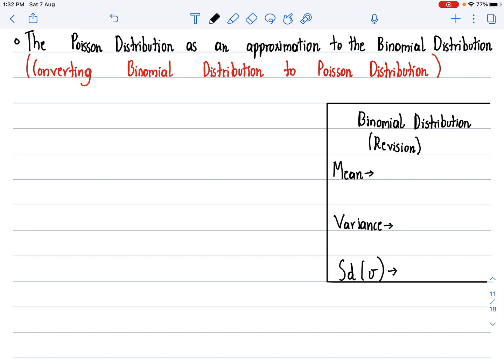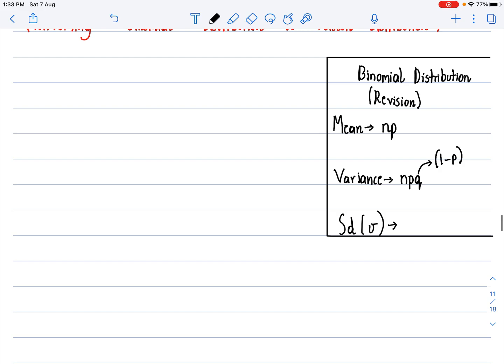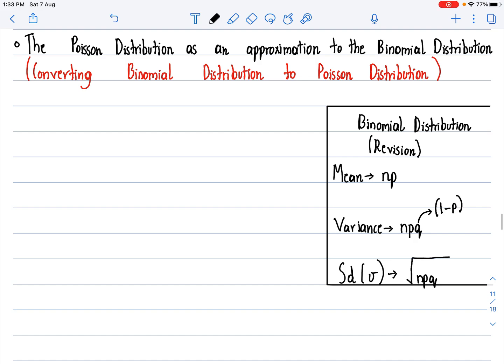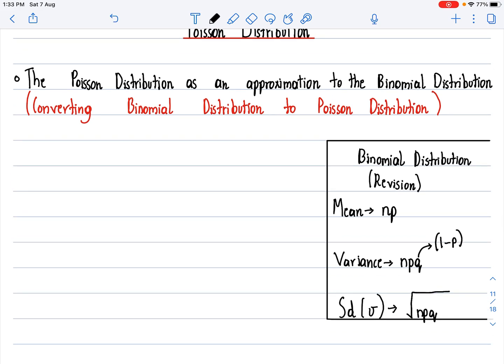This is basically revision from AS level. We know in binomial distribution, the mean is np, correct? N multiplied by p. N is the number, p is the probability of success. The variance is given by npq, correct? N is again the number, p is the probability of success, and q is the probability of failure, which can also be written as 1 minus p. And the standard deviation is always the square root of the variance. So I have the square root and I know my variance is npq, correct? So this is what I basically have.